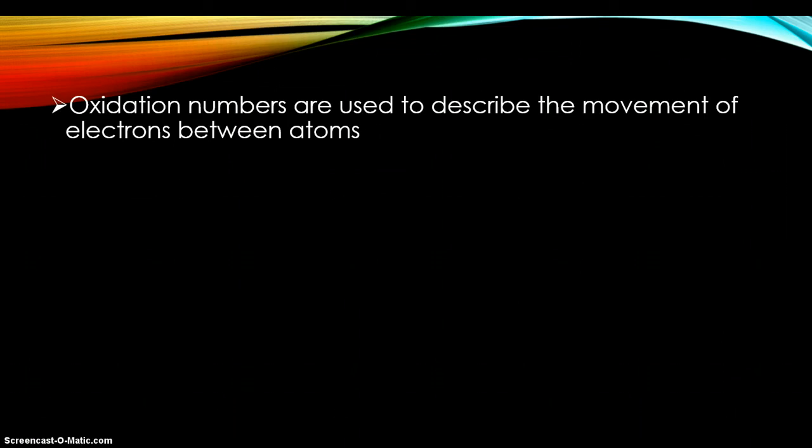In a covalent bond, we saw how those electrons are shared, but a lot of times you end up with what we call a polar bond. So the electrons are shifting towards one atom or the other. And that's where oxidation numbers come in. Ultimately, we'll use these to help us with the naming process. But right now, we just want to get a grasp on what they are. So we're going to start there.